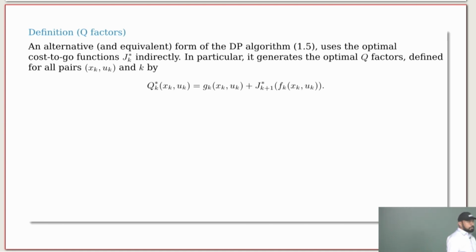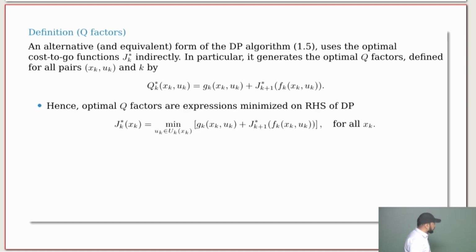So if I have to define a Q factor, then the Q factor is defined like this. As you can see in Q, we have G added with J star. It's a neat way to combine both the current cost given by Gk, xk, uk, and then the future cost given by Jk star. So that's all for the Q factor.